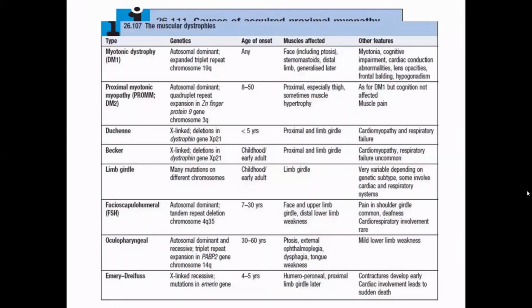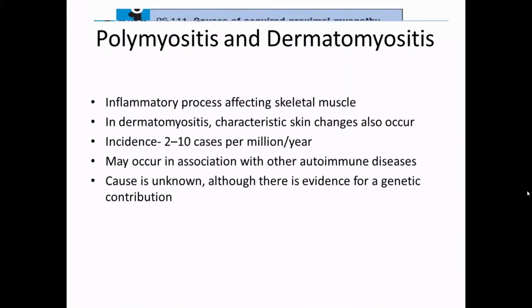Polymyositis and dermatomyositis are diseases with inflammatory processes affecting skeletal muscles. There is some inflammation in skeletal muscles. We don't know what the cause is, right? It might be due to genetic cause, environmental cause, similar to the way in which SLE, lupus, or any other autoimmune disease occurs. So this is also an autoimmune disease, an inflammatory process affecting skeletal muscle. In dermatomyositis, characteristic skin changes also occur.